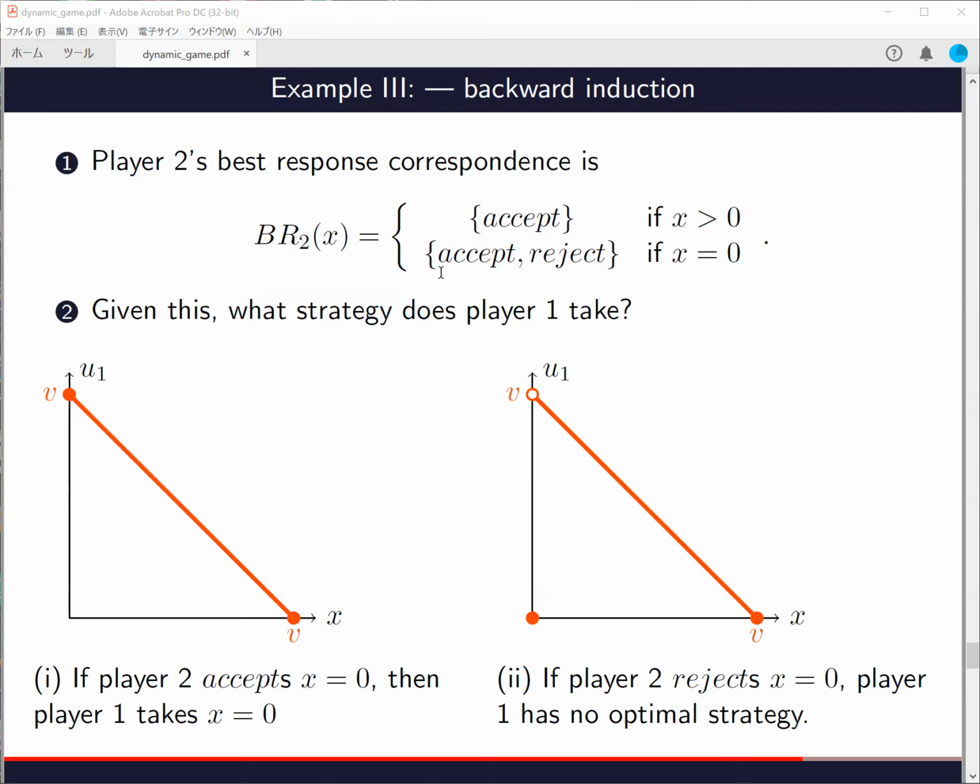It turns out that player 2 has to accept the offer of x equals 0 in a subgame perfect equilibrium, because if player 2 rejects the offer, then player 1 gets nothing, and player 1 can deviate to offer positive x to increase his payoff. Therefore, player 1 offering nothing, and player 2 accepting any offer amount x, is the unique subgame perfect equilibrium of the ultimatum game.